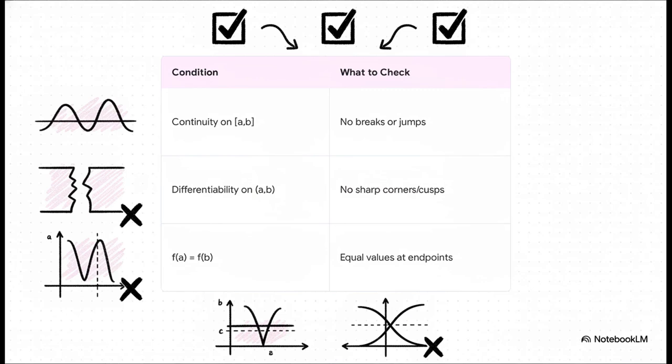You know, what I love about this is that you can just turn it into a checklist. Condition 1, is the function continuous? Meaning, can you draw it without lifting your pen? No gaps, no jumps. Check. 2, is it differentiable? Are there any sharp corners or weird points? Nope. Check. And 3, this is the special one for Rolle's, does the function start and end at the exact same height? If you can check all 3 boxes, you're in business.